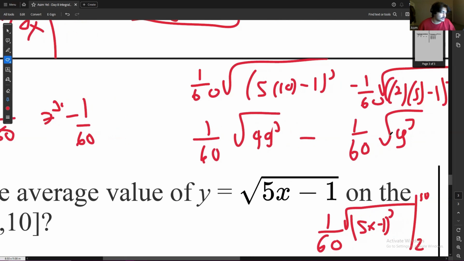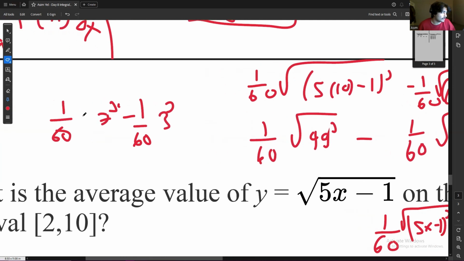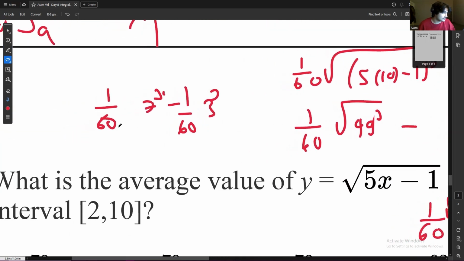And 9 can also be written as 3 to the power of 2. So I'm just going to get rid of that radical sign as well. And that's going to be 3 to the power of 3, and that's pretty much it.